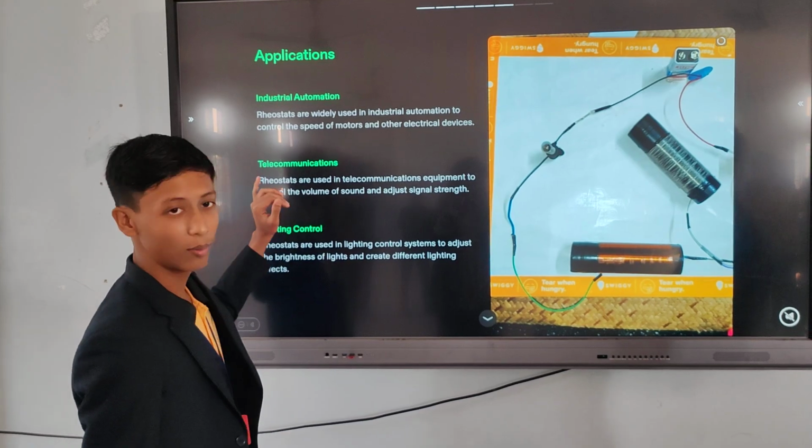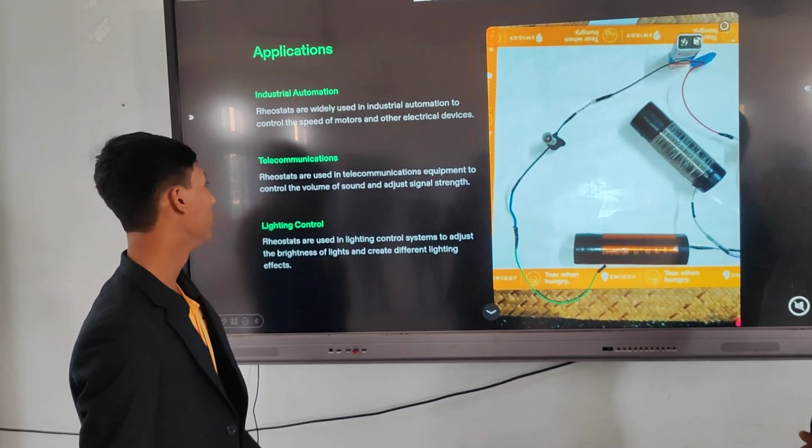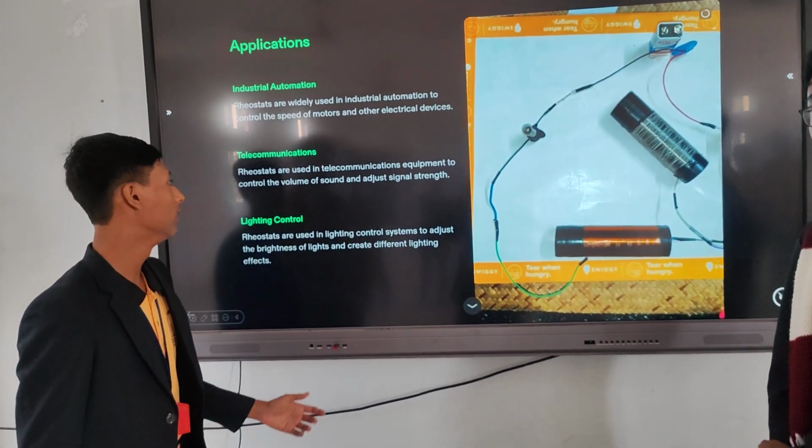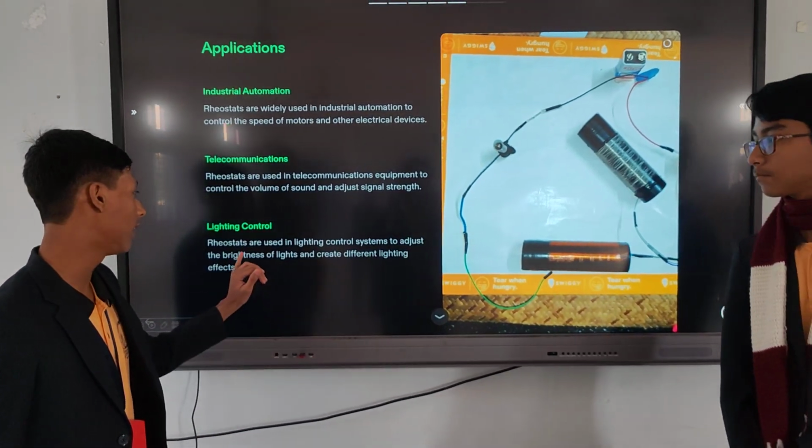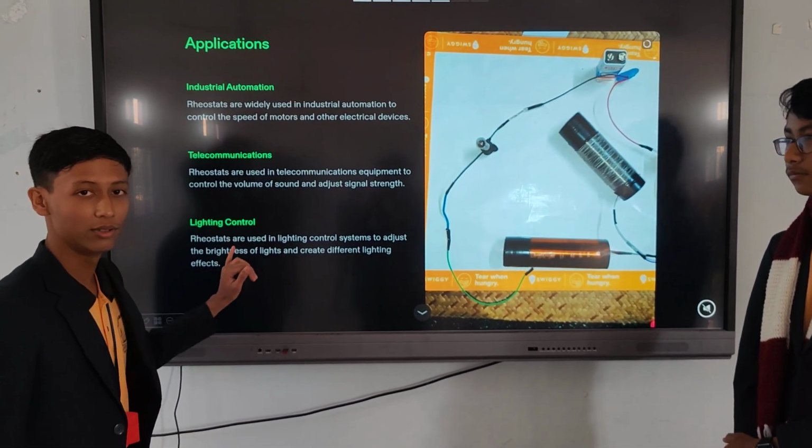These are some common applications of a rheostat. You can use it for industrial automation, telecommunication, and lighting control, which is the most common use of a rheostat.